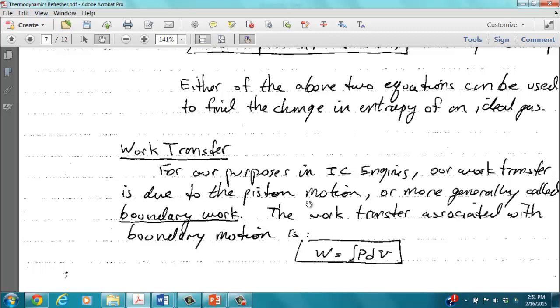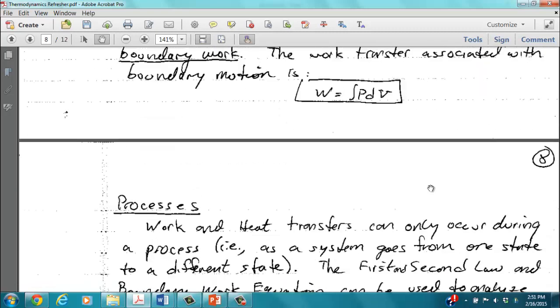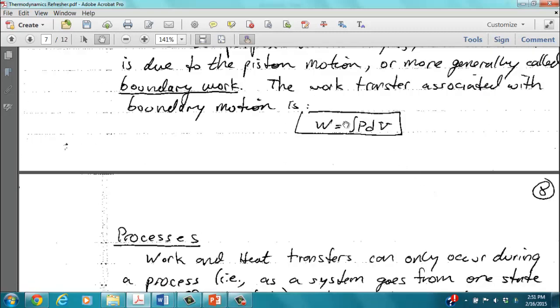If we say that the control system is that region that's trapped inside the cylinder between the piston and the cylinder head and the liners of the cylinder, then as that piston moves, it's changing its boundary, and the work associated with that motion is called boundary work. So the general boundary work equation, which we've talked about in class already a little bit, is W equal to the integral of the pressure times the change in volume, dV.